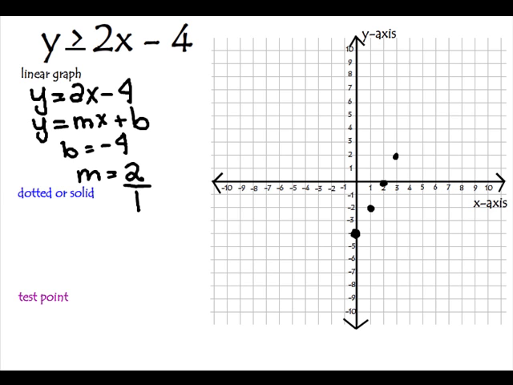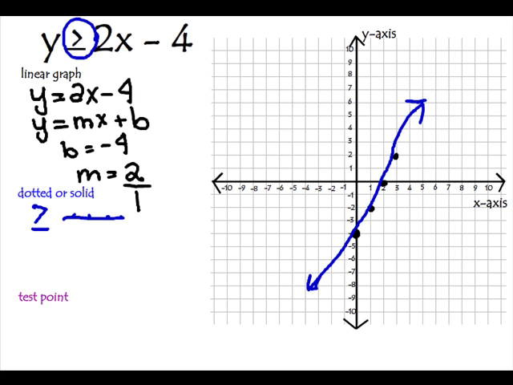Now, my next decision is whether this line is going to be dotted or solid. And how I determine that is I look way back up here, and it says greater than or equal to. When I have the equal sign down here, that means it's going to be a solid line. That means every point on that line will make this equation true. So I'm going to draw a solid line. I'm going to try. Whoops. Well, you'll have a ruler, so yours is going to look a lot better than mine.